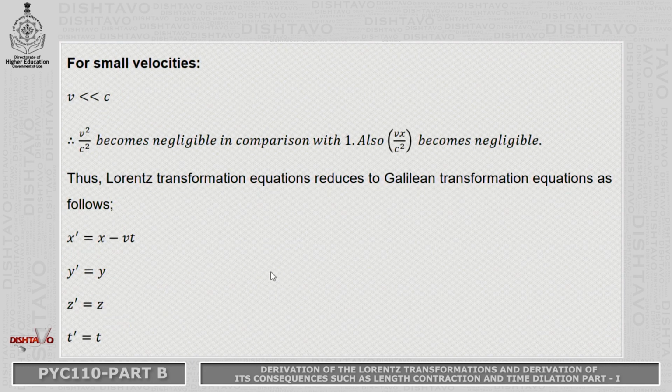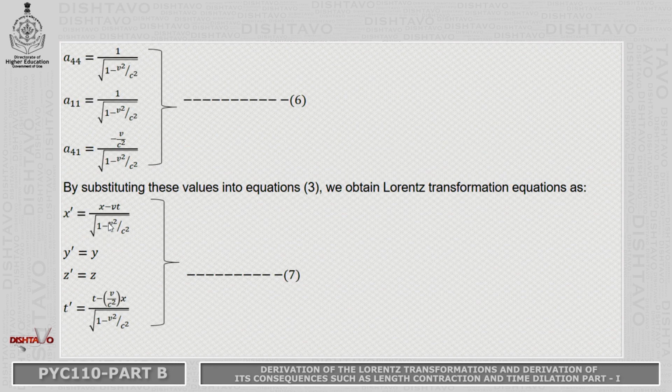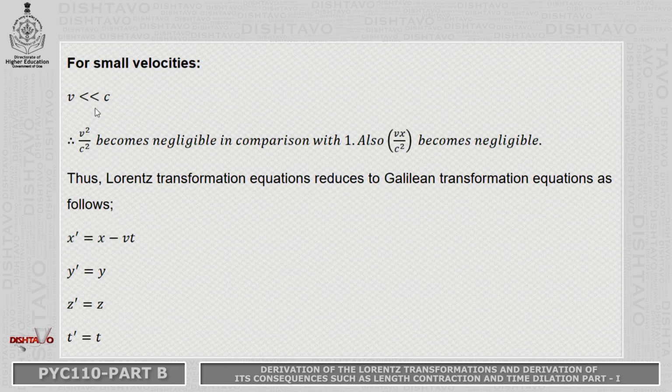Now for smaller velocities, v much smaller than c, v square by c square is negligible in comparison with 1, and also vx by c square becomes negligible. So in the Lorentz transformation, this term will go to 0, as well as this term. In the limit of low velocities compared to the speed of light, we get that x dash is only x minus vt, y dash is y, z dash is z, and t dash is t, which is nothing but the Galilean transformation. So in the limit of v much less than c, the Lorentz transformation equations reduce to the Galilean transformation equations.